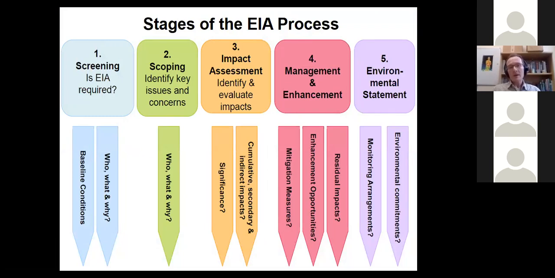So here is a breakdown of the types of stages involved in the environmental impact assessment process. Now, they can be subdivided further or grouped together in slightly different ways, but wherever you do environmental impact assessment, these are the kind of activities that are going to be involved. So if we start with part one, we look at the screening step.